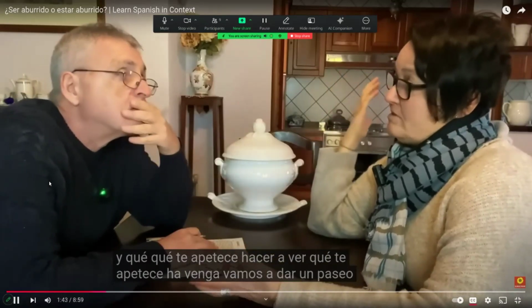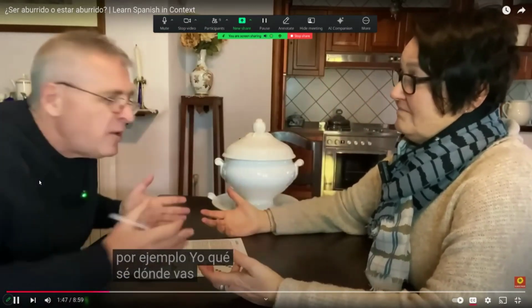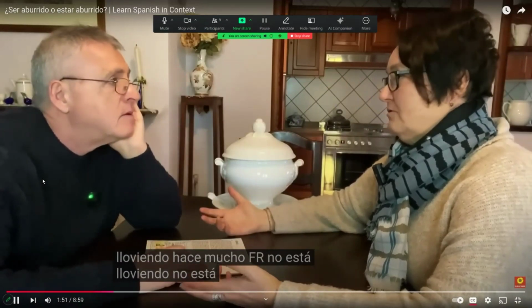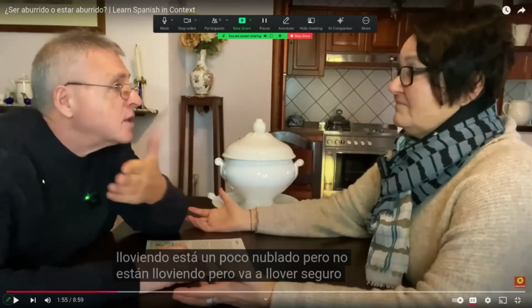Vamos a dar un paseo, por ejemplo. Yo qué sé. Pues ¿dónde vas a ir a dar un paseo si está lloviendo? Hace mucho frío. No está lloviendo. She wants to go take a walk, maybe. Está un poco nublado, pero no está lloviendo. Pero va a llover. It's not raining. It's maybe a little cloudy, but it's not raining.